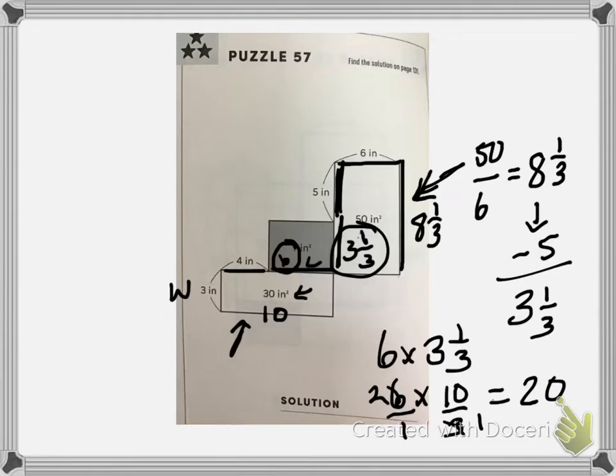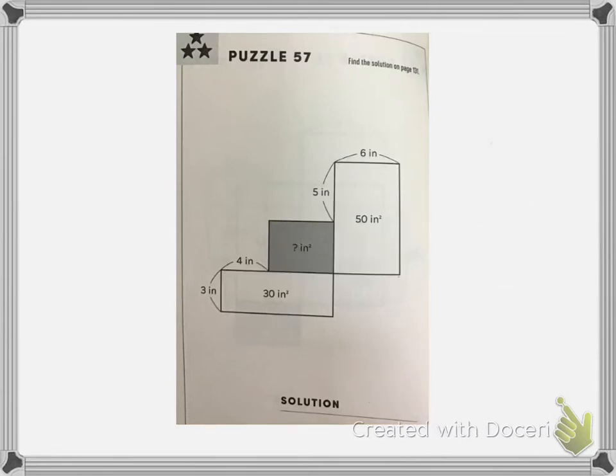Now, there is another way that we can find the area without working with fractions. So I'm going to show that strategy as well. So this next strategy involves cutting our rectangles into smaller rectangles. So I'm going to just add some markings here. I'm going to extend this line here as well. And we're going to work with the dimensions and areas that we're given.